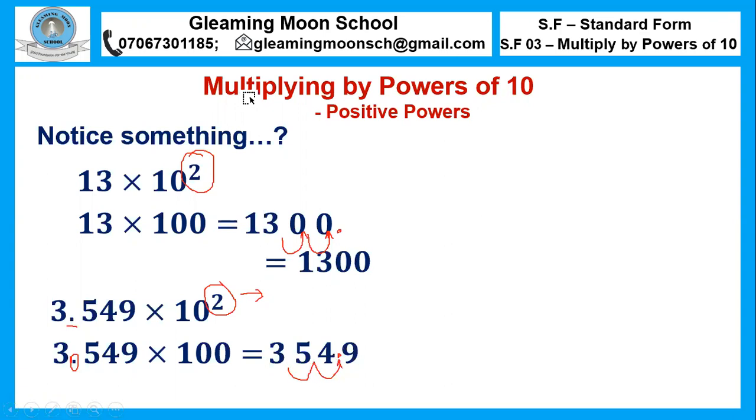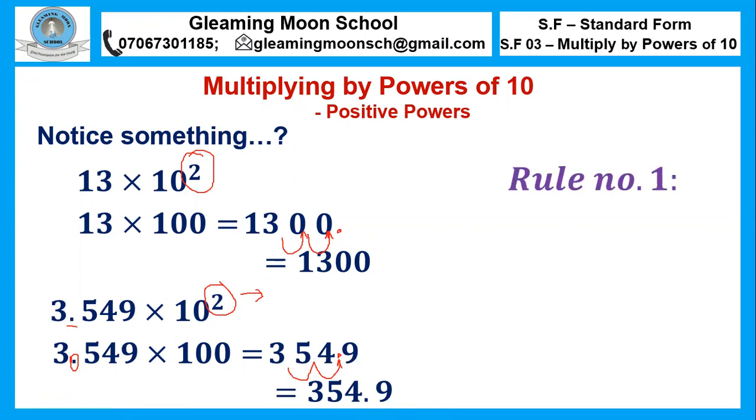So instead of 3.549, we will now have 354.9. So our answer here will be 354.9. So this brings us to the first rule, rule number 1.